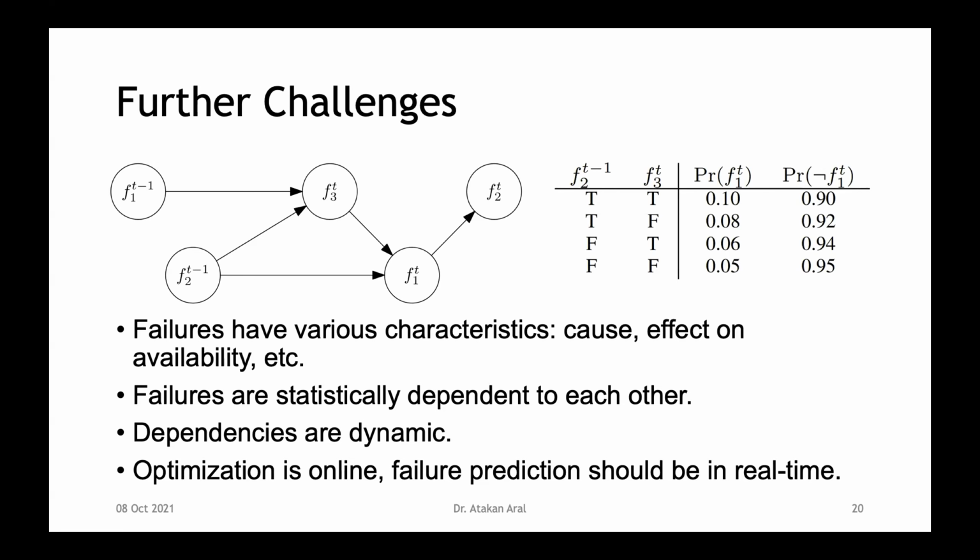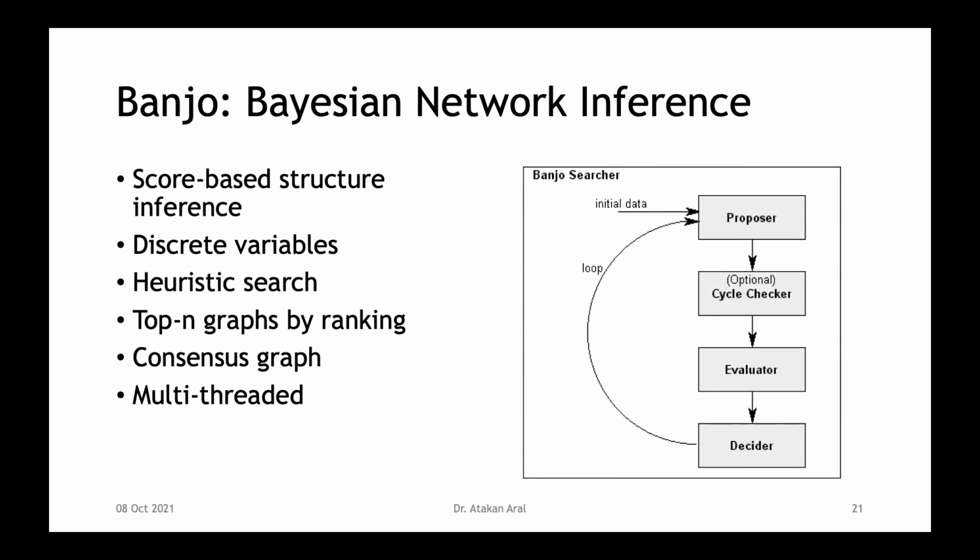So what we do to extract this graph from data is use a tool from the literature, actually developed by Duke University in the US, called Banjo. Banjo is a tool for Bayesian network inference, so learning these graphs from data. It is score-based, so it assigns a score to each graph and tries to maximize this score, or find the graph with the maximum score.